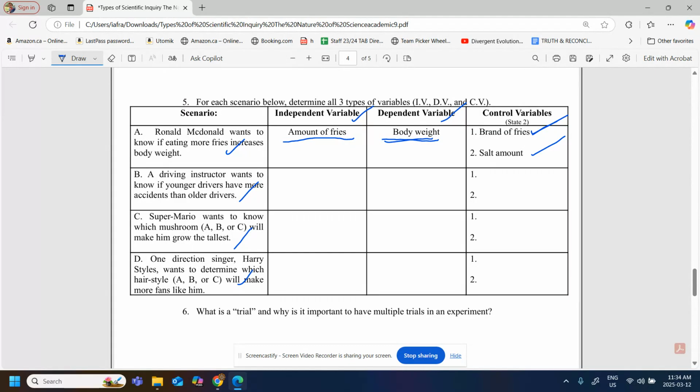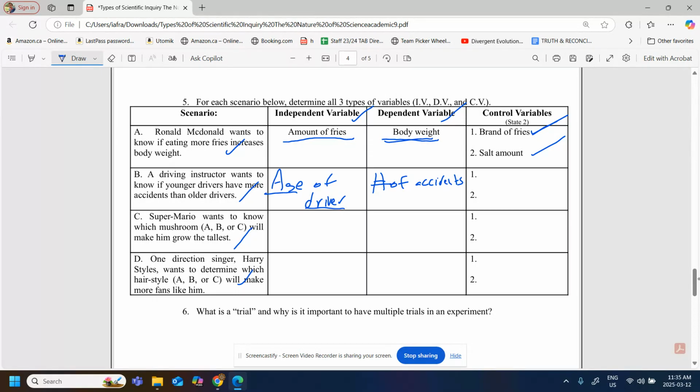So in our next example, a driving instructor wants to know if younger drivers have more accidents than older drivers. So what is the experimenter changing? What's the variable that's changing in this situation? Well, it would be the age of driver. What are they measuring? Well, they're trying to see the number of accidents. So what are some things that should be kept the same if you want to make sure that it's really only age of driver being the cause here, and nothing else?